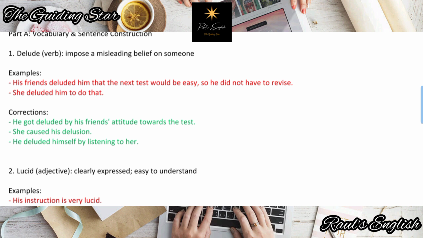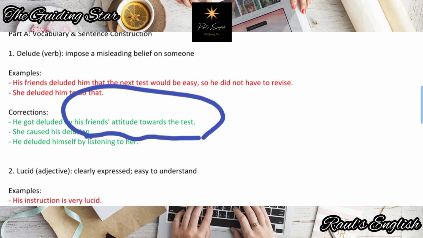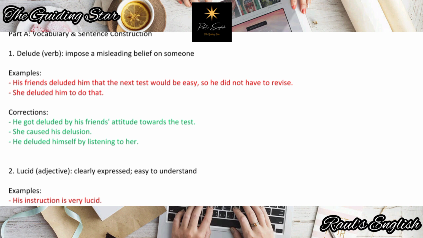He got deluded, or he was deluded by his friend's attitude towards the test, because his friends were talking amongst each other that the next test is easy, we do not need to revise or whatever. Because of that, he got deluded. Alright, indirect always. She caused his delusion. Or she was the cause of his delusions. She said something and because of that he got deluded. So always indirect.